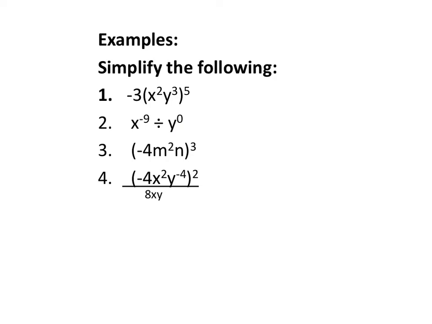Examples: simplify the following. Number 1, minus 3 bracket x squared y cubed, that's x raised to power 2 y raised to power 3, all raised to power 5. Number 2, x raised to power minus 9 divided by y raised to power 0. Number 3, bracket minus 4m squared n, all raised to power 3. Number 4, bracket minus 4x squared y raised to power minus 4, all in brackets raised to power 2, all over 8xy.